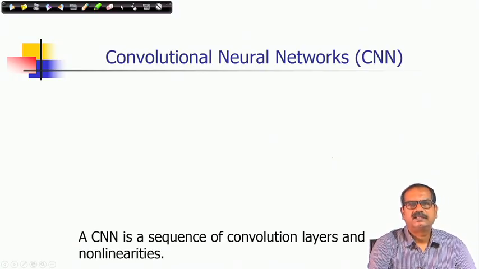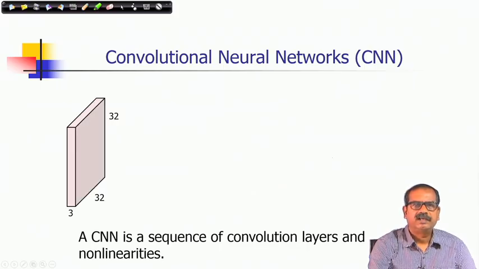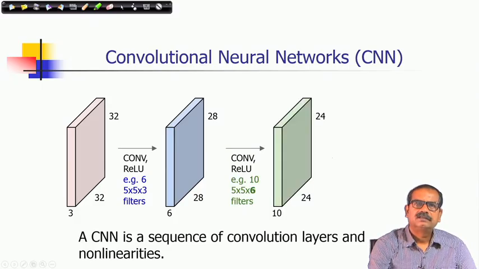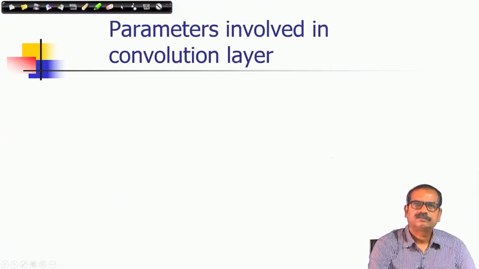So, what is a CNN? It is a sequence of convolution layers and nonlinearity. So you have this input, you have the convolutional layer and also the ReLU, this is one layer, then another convolutional layer and ReLU, the second layer, and it goes on. So a CNN is a sequence of such convolution layers and nonlinearities.